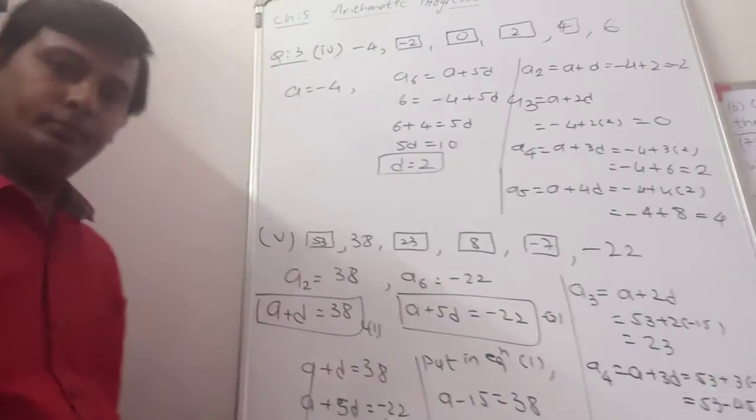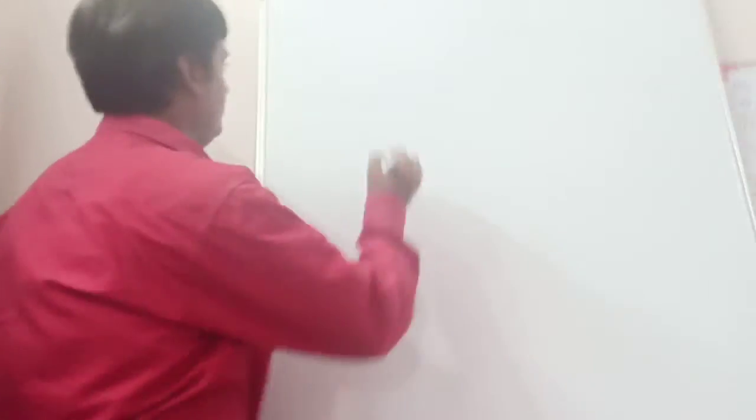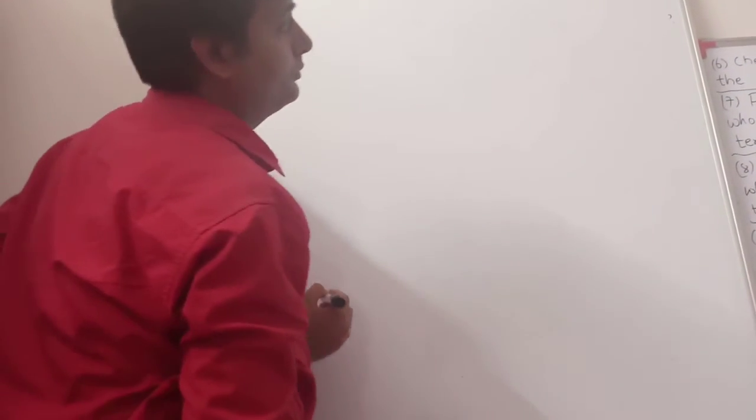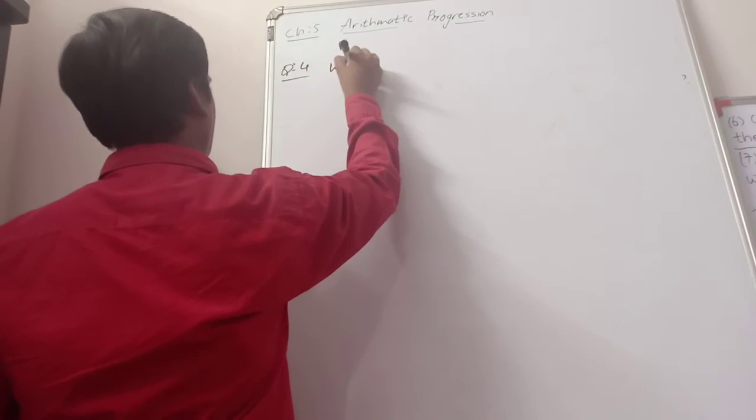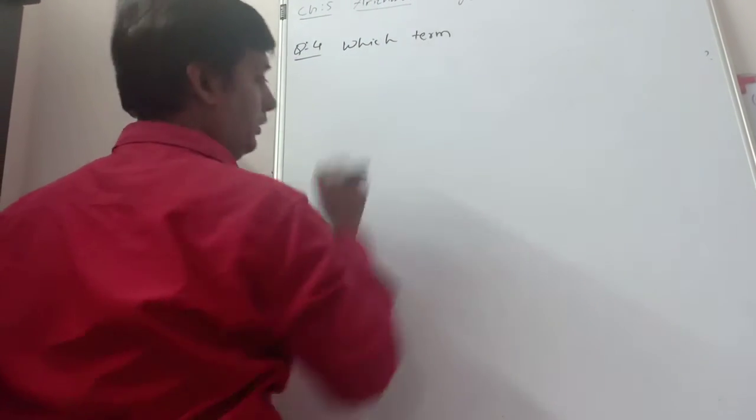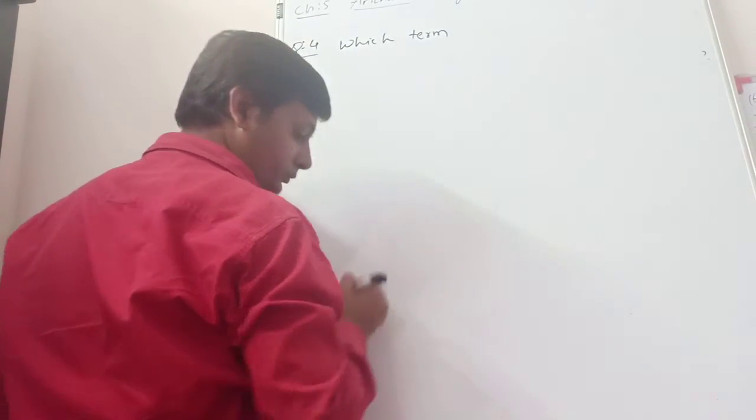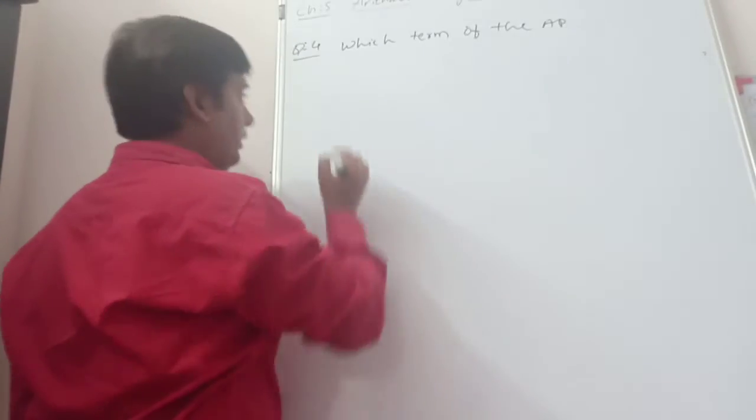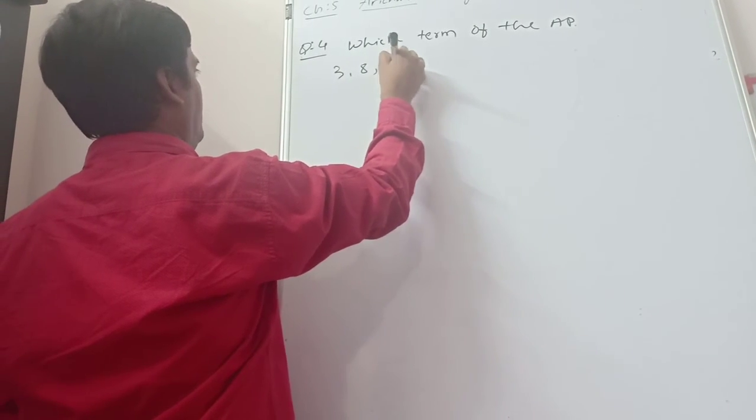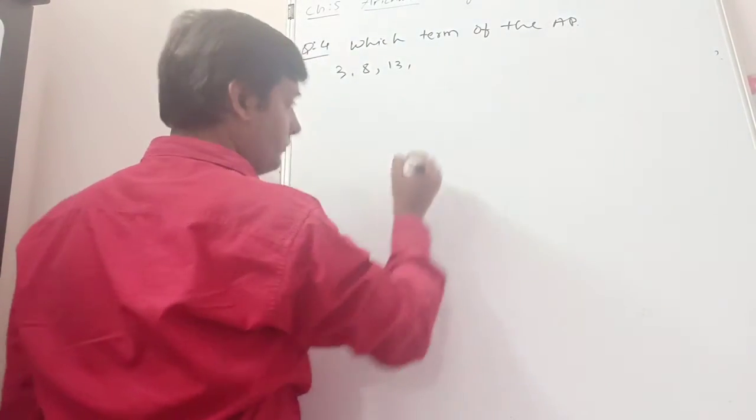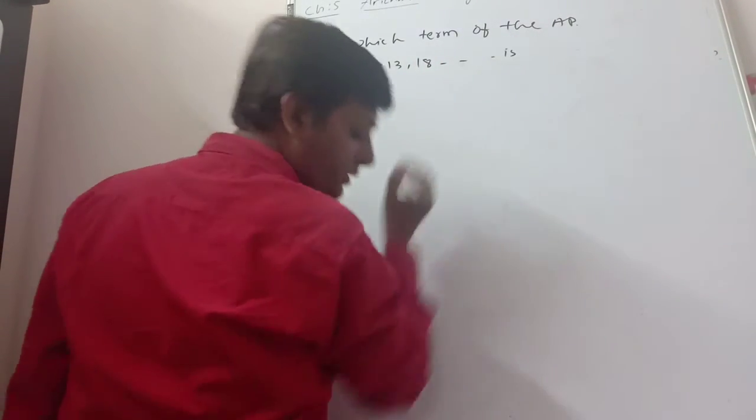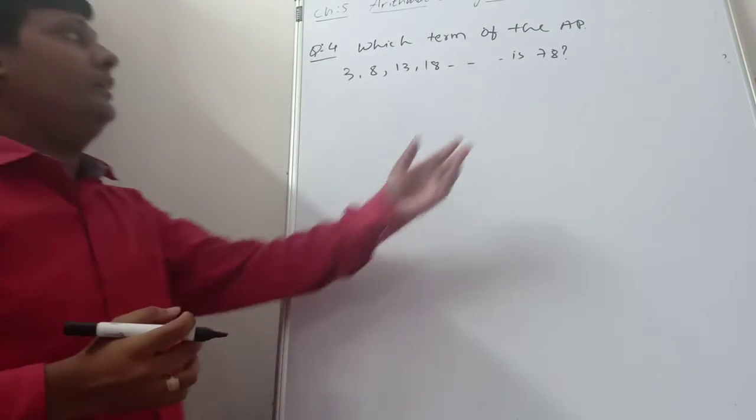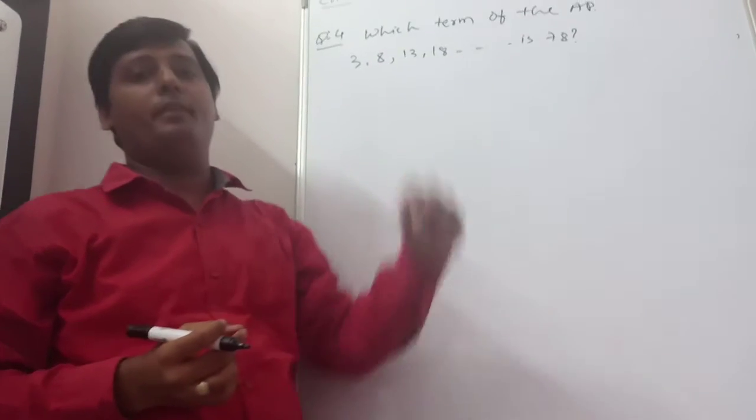And now start the 4. Question number 4. Which term of the AP 3, 8, 13, 18 is 78, right? Okay. That is, which term of this AP becomes 78?